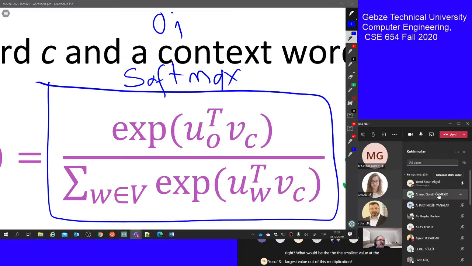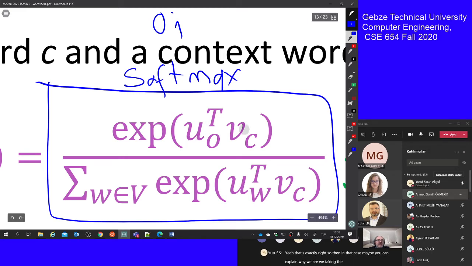Okay, from the beginning, let's start. Ahmet Semih Özmekik. Ahmet, tell me, what is the smallest number out of this multiplication? Ahmet, Semih? I think we are doing this to make probabilities between 0 and 1. Yeah, that's exactly right.